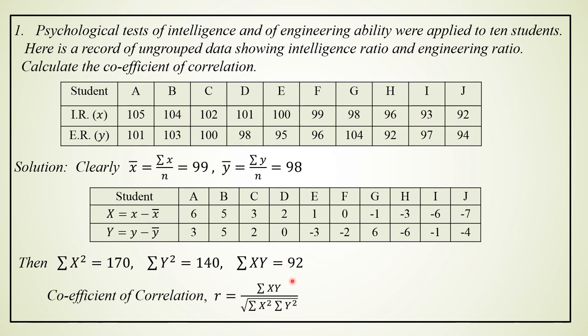Then we know that the coefficient of correlation is given by the formula R is equal to the summation of XY divided by the square root of the summation of X square into the summation of Y square. So just substitute the values of the summations over here and simplify it, so that you are going to get the coefficient of correlation to be 0.5963. So x and y are correlated to an extent of 0.5963 here.